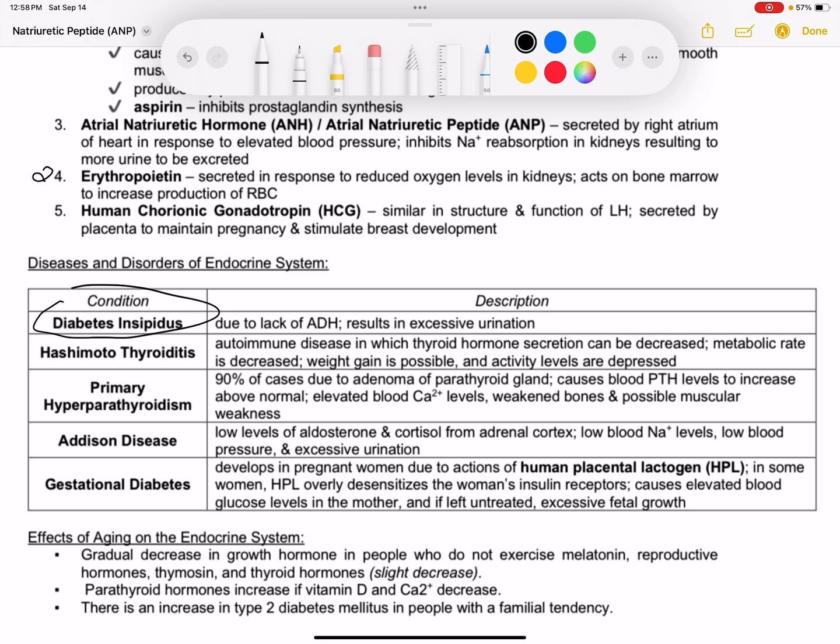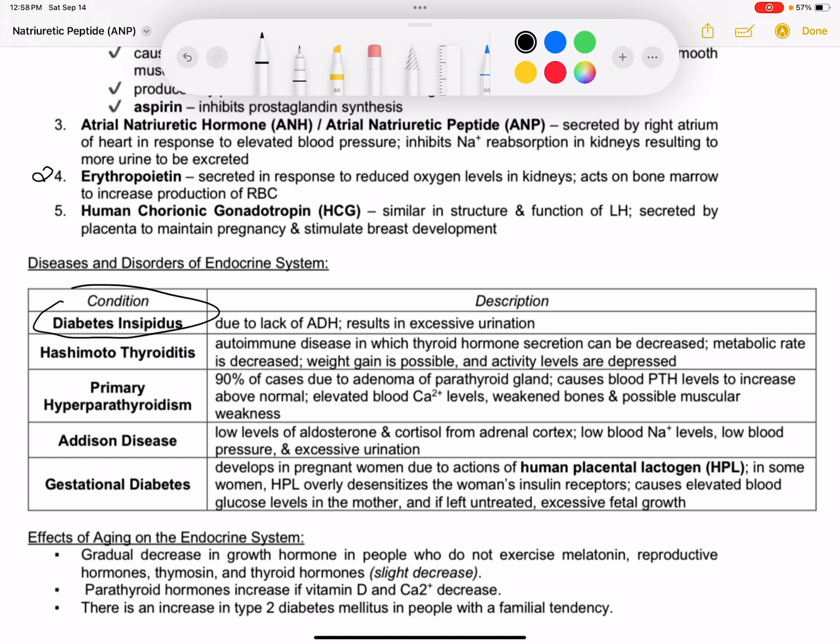And Addison's disease: low levels of aldosterone and cortisol from the adrenal cortex, low blood sodium levels, low blood pressure, and excessive urination. Gestational diabetes develops in pregnant women due to actions of human placental lactogen.